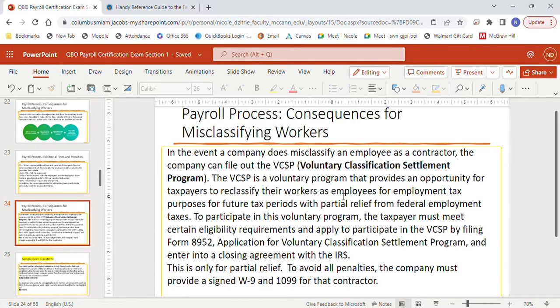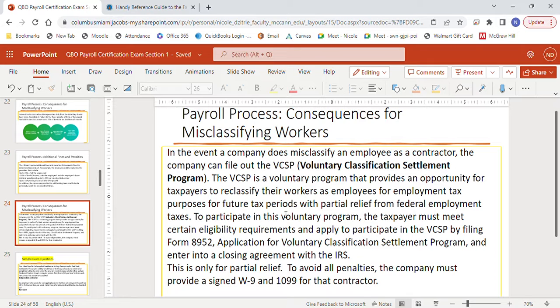Here's another section that I think they took out of the exam, but I still wanted to keep it in here. In the event that a company does misclassify an employee as a contractor, and this is the main thing that the Department of Labor is looking at, they're going to make sure you don't have an employee classified as a contractor when they clearly fall under employee status. So they have an out for you.